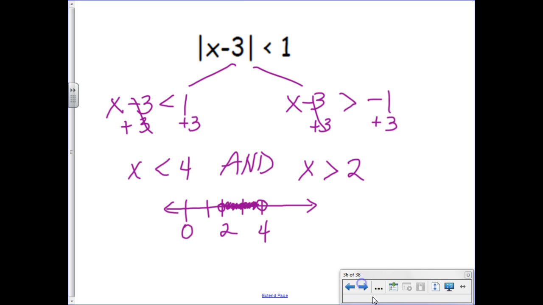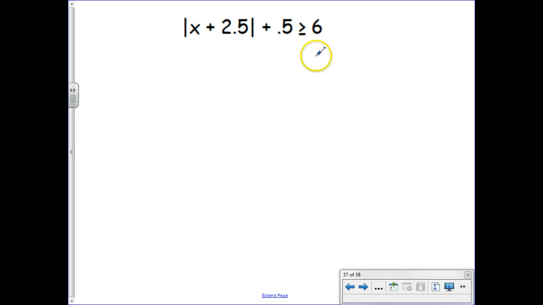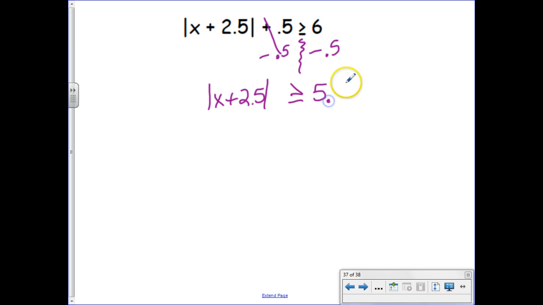All right, last but not least, this third example. Oh, decimals. Don't worry about that. First, get this absolute value region isolated. So we're going to subtract 1/2 from each side. That goes away. Now I just have the absolute value of x plus 2.5 is greater than or equal to 5.5. Okay. Now I'm at the point where I can split it into two cases.